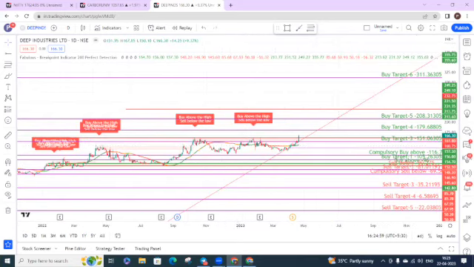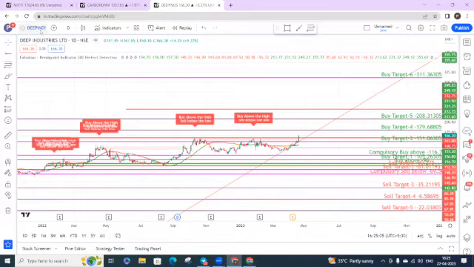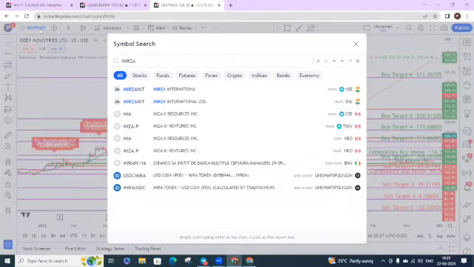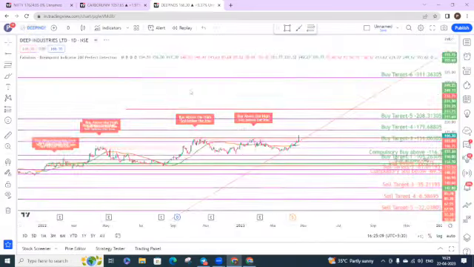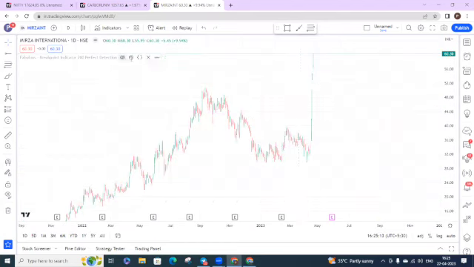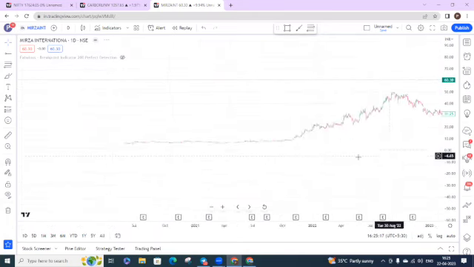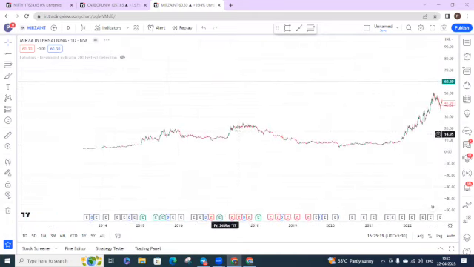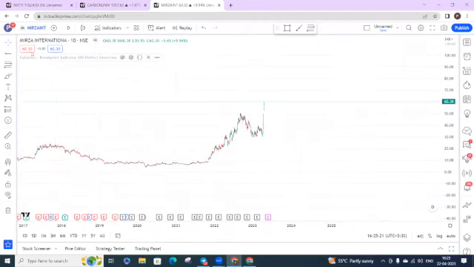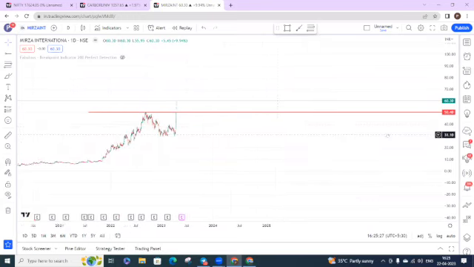Then you can go for another stock, Mirza International. Let's say Mirza International. This also looks good to me. See how beautifully it is moving. This is an all-time high. It is breaking this particular area, so we can go for this particular stock.